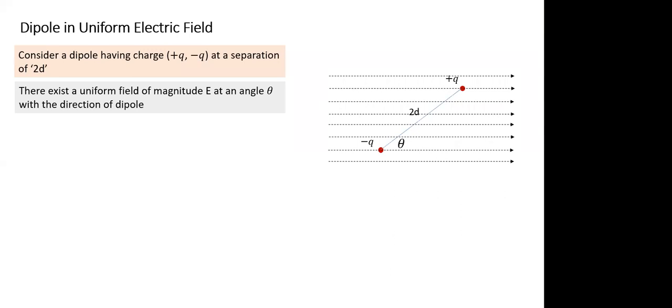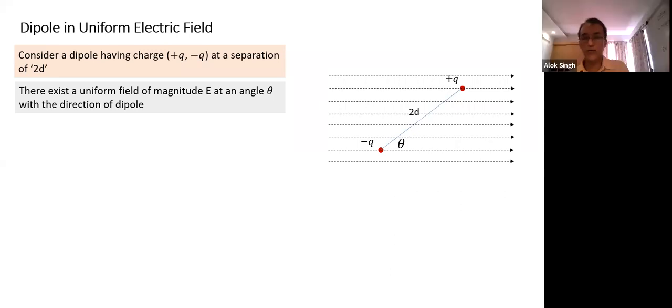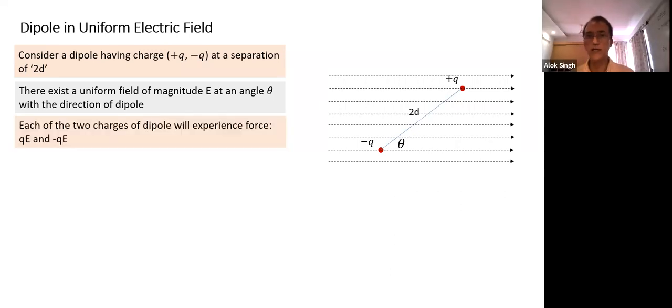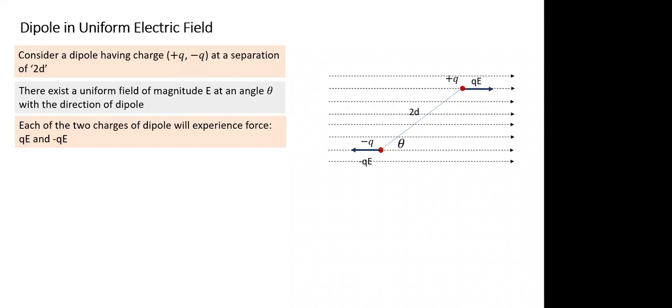Yes, because the force acting on any charge is charge into electric field. So each of the two charges will experience force QE and minus QE. The positive charge will experience a force in the direction of the field, and the negative charge will experience a force opposite to the direction of the field. Both forces will be of equal magnitude and opposite in direction. So what would these two forces result in? Sir, the sin theta components of both the forces will cause torque, right, sir?